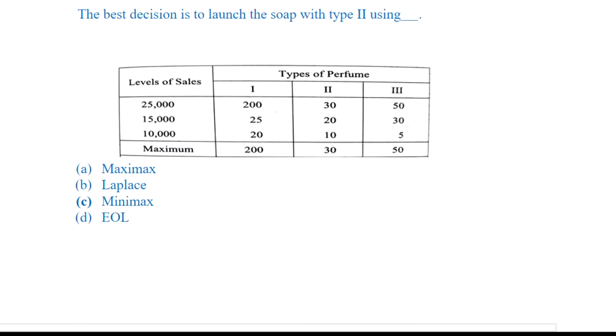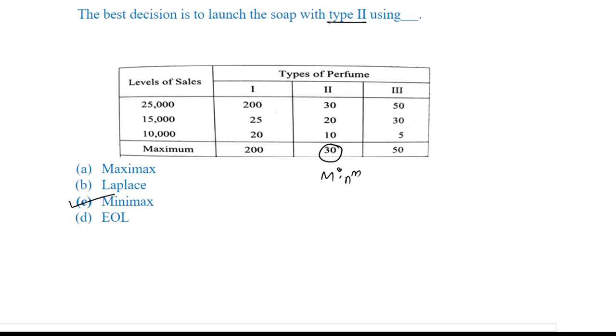Moving on to the next question. The best decision is to launch the soap with type 2. Now if you observe the maximum column, that is 200, 30 and 50, what value am I selecting? Yes, I'm selecting 30 because the question says type 2. So from the maximum I'm selecting the minimum value. So what is the right approach? It is minimax, from the maximum selecting the minimum. Okay, hope this is clear.